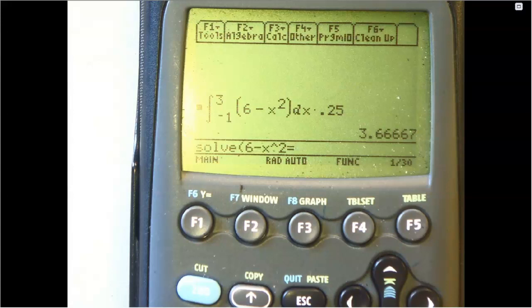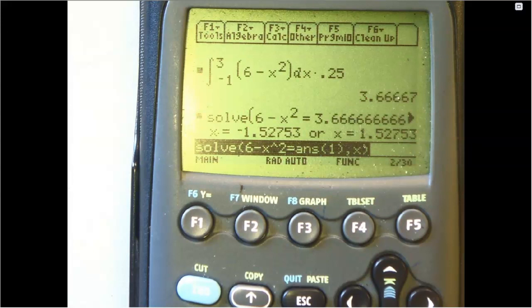I'm not done. So I want to set that equal to the answer I just got, right? So if you hit second negative sign, it takes your previous answer, but it doesn't round it, so it's more accurate. So it's actually using 3 2/3 now instead of 3.66667. Not a huge difference, but more accurate. That's my equation. I hit comma x, telling the calculator what variable I want you to solve for. And you should get these two answers. One of them I'm going to ignore. Which one and why?